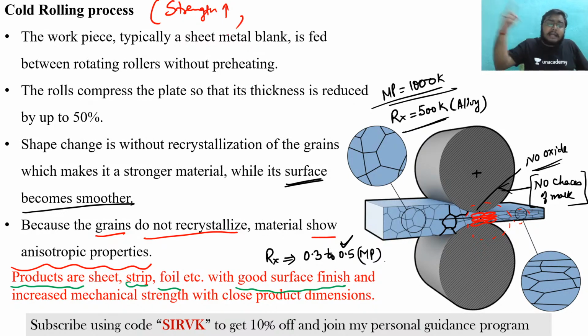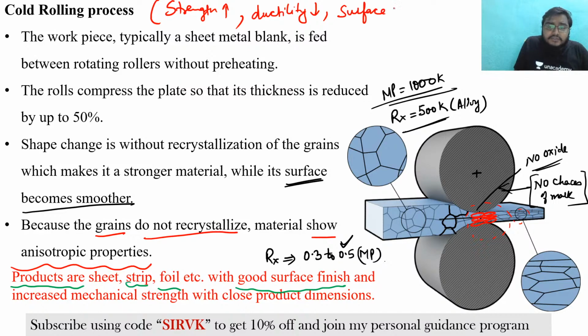Ductility: if strength is more, whether that material will have ductility more or less? See here, if this is my material and its strength is more, it is rigid, it is not ductile. So if strength is more, ductility will be less. Now if we are using a cold working process, surface finish would be increased. Clear? So these things should always be in your mind.